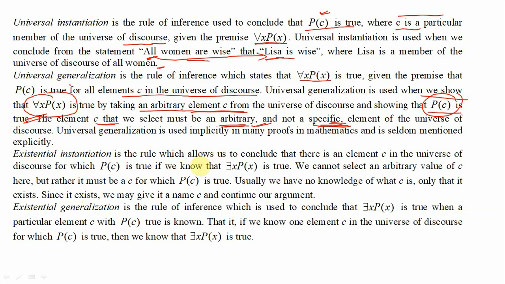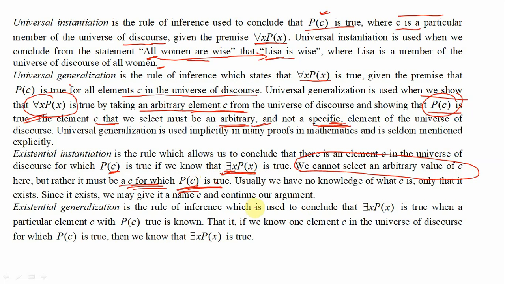Existential instantiation says if p of x is true for some value of x, and if that value of x is c. See, the important point is we cannot select an arbitrary value of c. This must be a value c for which p of c is true, right? So if there exists a particular value c that I can choose, then I can say that if there exists a value x for which p of x is true and c is such a value, then p of c is true.